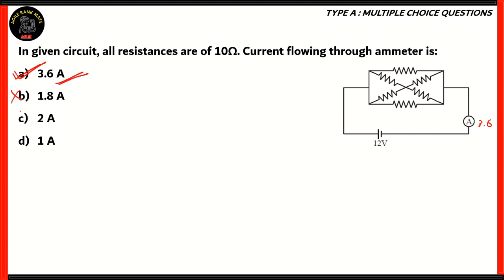The other options would turn out to be incorrect because they're not the values that we get when we use Ohm's law to calculate the current flowing through the ammeter. So therefore, option A, 3.6 amperes, is the right answer.